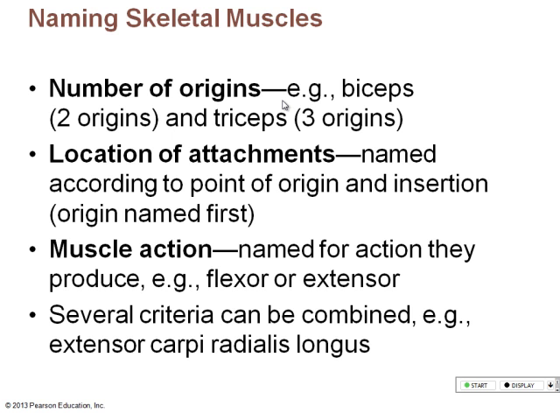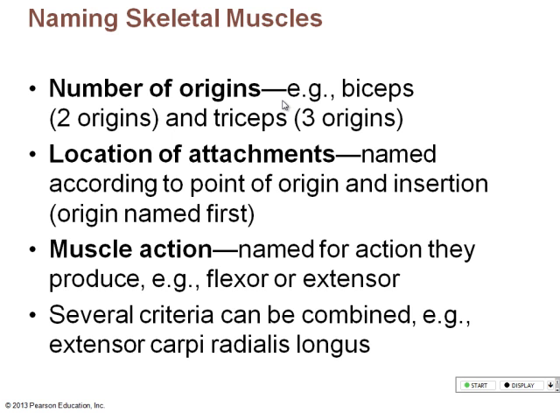Okay? What's an origin? It's where the muscle attaches to an immovable portion. So that same biceps origin is up here in the shoulder region. What's an insertion? The other side, where that muscle pulls on something and causes it to move. Muscle action: extensors, flexors, abductors, adductors. You know those terms already, right? So, extensor carpi radialis longus. Guess where it is?